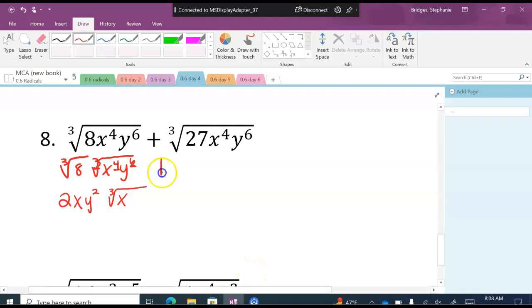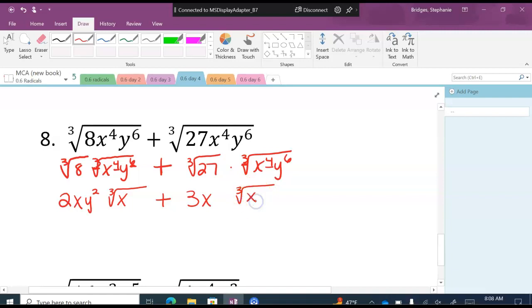Let's split up the number away from the variable first. Is 27 a perfect cube? What's the cube root of it? 3. Okay. And then we're going to do exactly the same thing we just did. We're going to start with the x, looking at my index. How many times does that index 3 fit into the exponent 4? 1. Are there any leftovers? How many? 1. Okay. And then we're going to do the same thing with the y. How many times does that index 3 fit into the exponent 6?